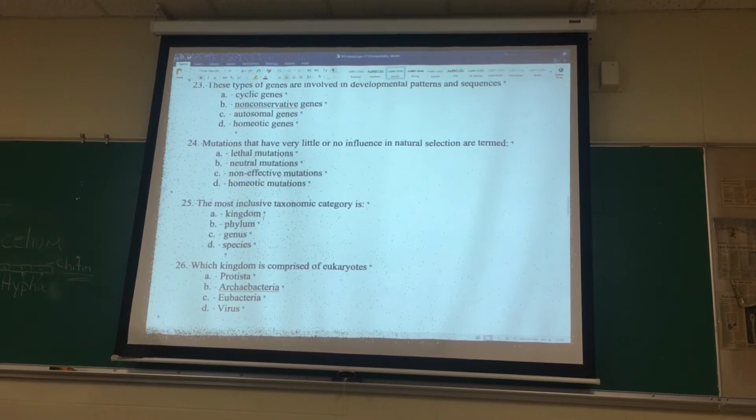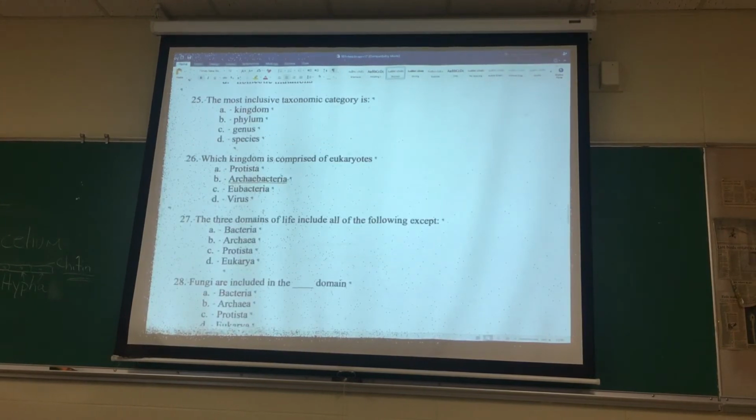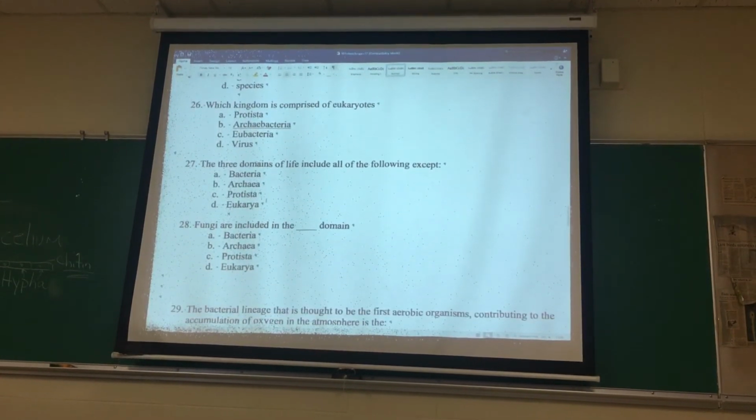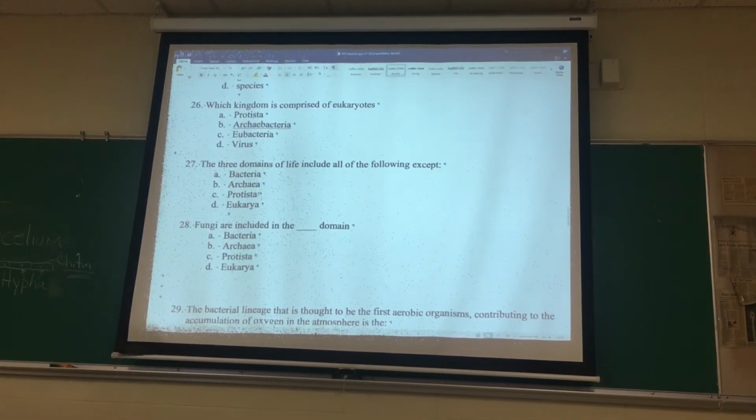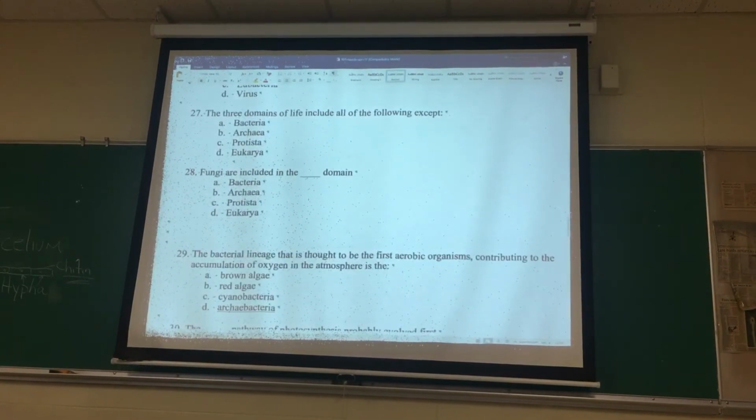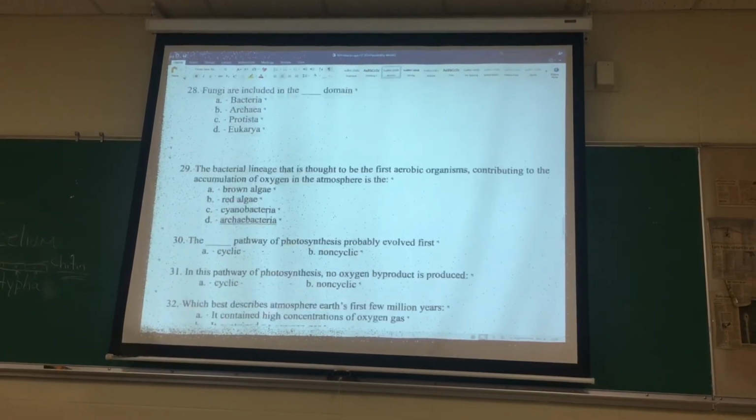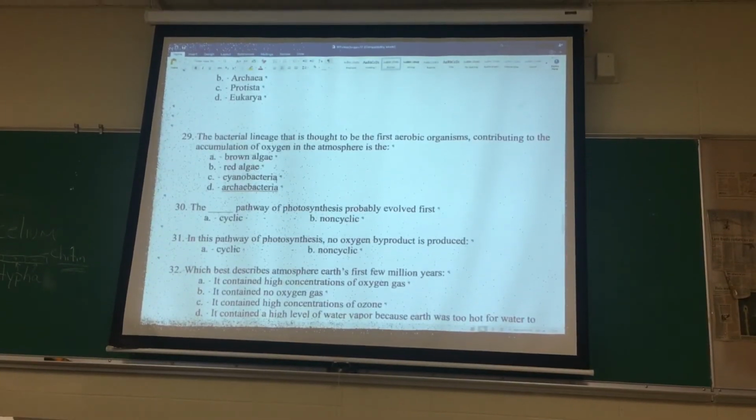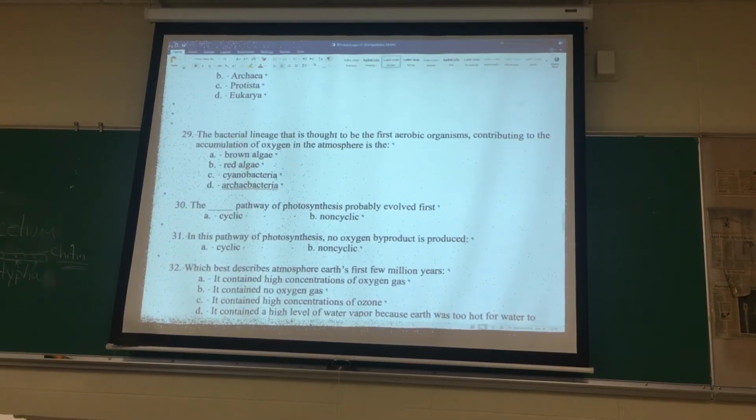Kingdom is the most inclusive taxonomic category. The protist would be here, the kingdom that is comprised of eukaryotes. 3 domains of life, everything but Protista. Fungi are included in the eukarya domain. The cyanobacteria, which aren't really bacteria, are thought to be the first aerobic organisms.